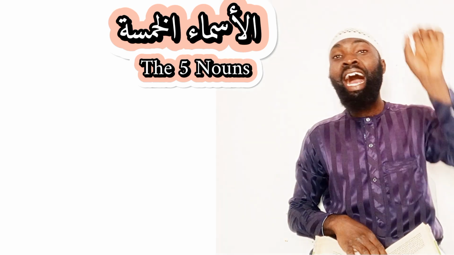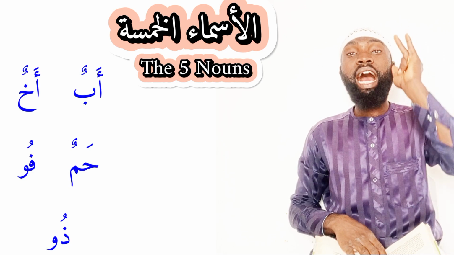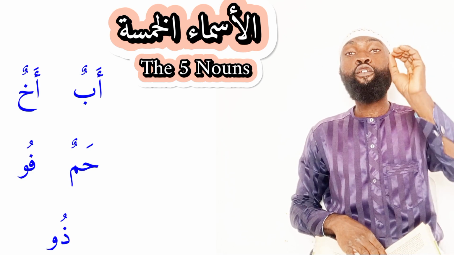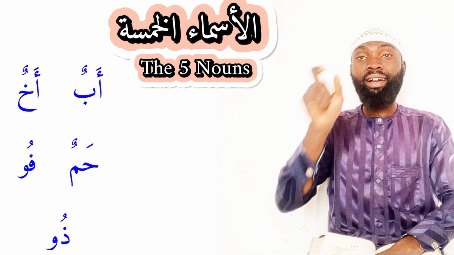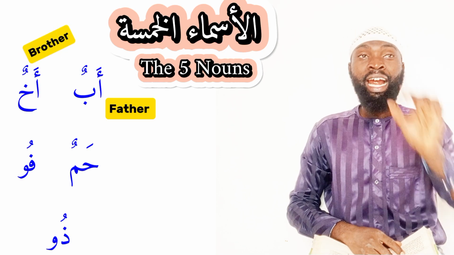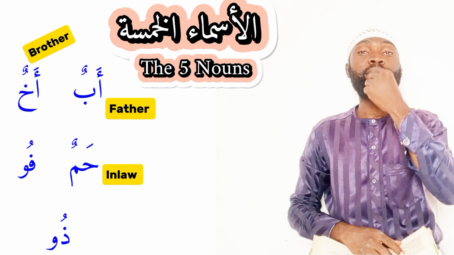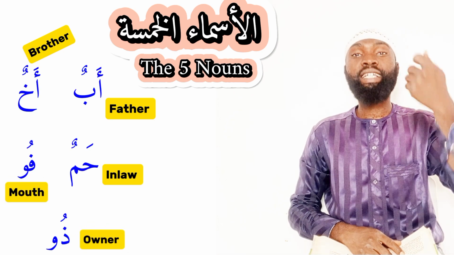These nouns are abun, the word abun, the word akhun, the word hamun, the word fu, and the word zu. Abun, we know it means father. Then we also know that akhun means brother, hamun means father-in-law. Then we know that fu means mouth, and zu means owner of or possessor.